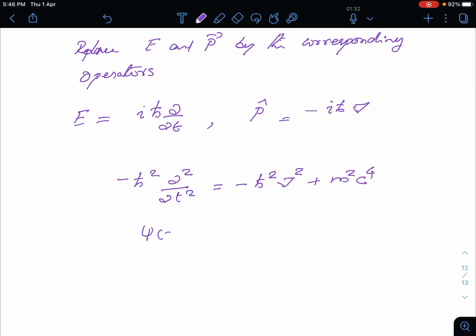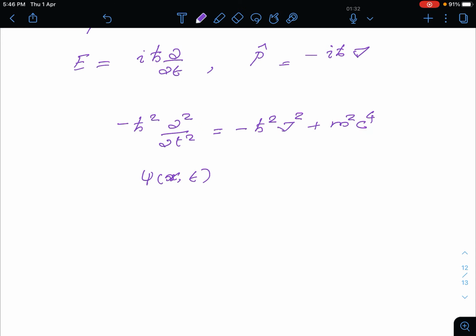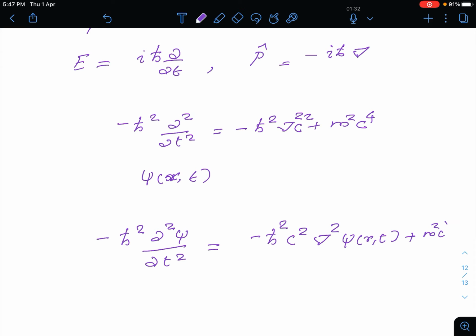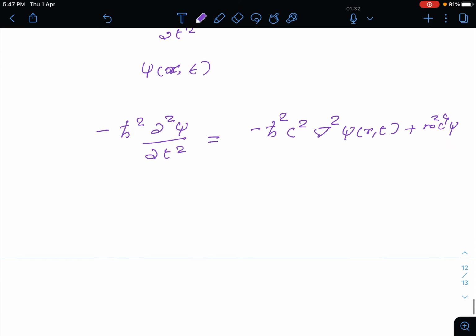When these operators act on psi of r, t, I can write minus h cross square dou square psi by dou t square is equal to minus h cross square c square del square psi of r, t plus m square c raised to 4 psi. Alright, good.